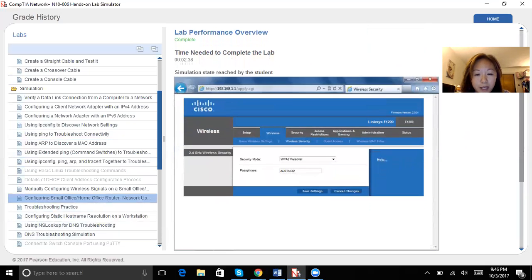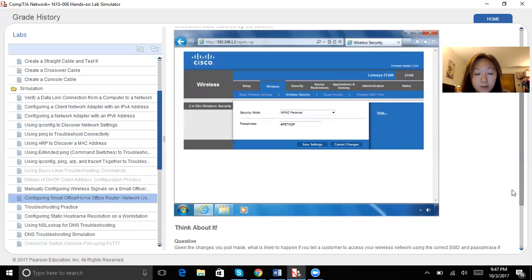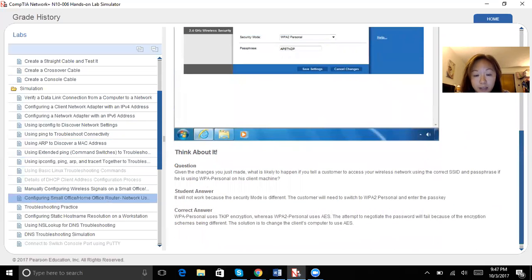This one I think asks about why WPA2 versus a regular WPA. It's kind of different. The WPA2 uses the AES, while the regular WPA personal uses a different type of encryption.